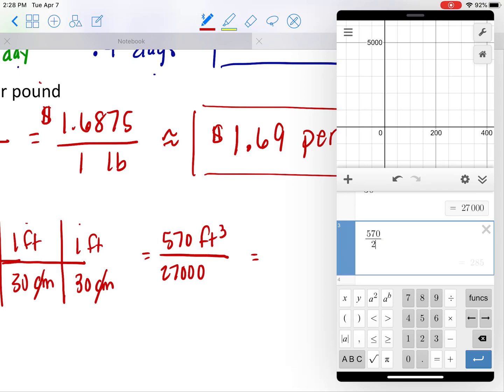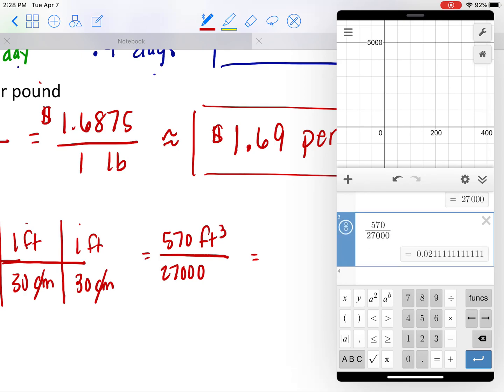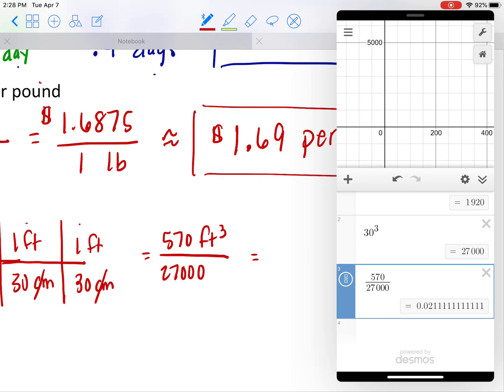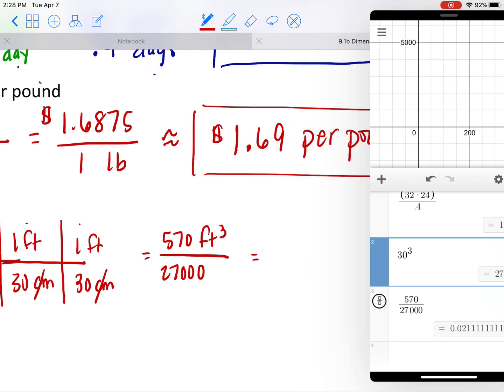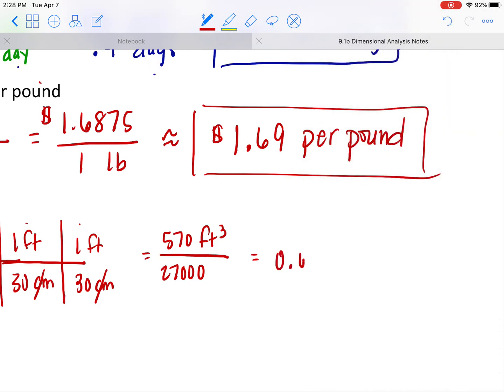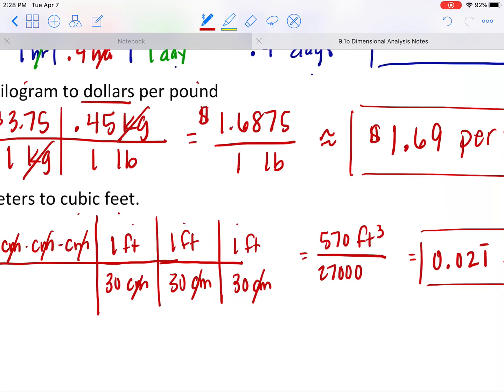So 27,000. No units on the bottom, so we just need to divide 570 divided by 27,000. And maybe if you like the fraction better, 19 over 900 would be fine. Otherwise, 0.021 and the 1 repeats. So 0.021 and the 1 repeats, feet cubed.